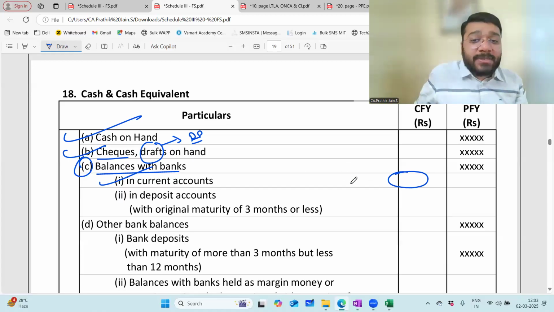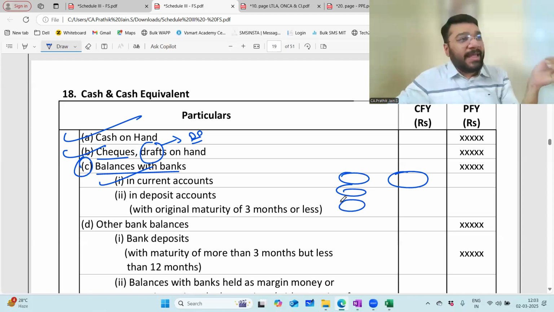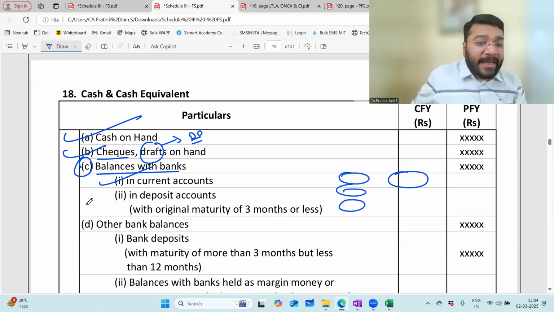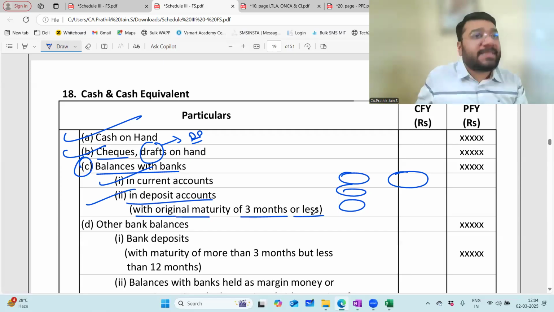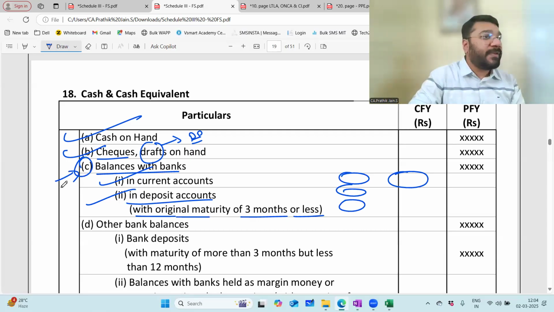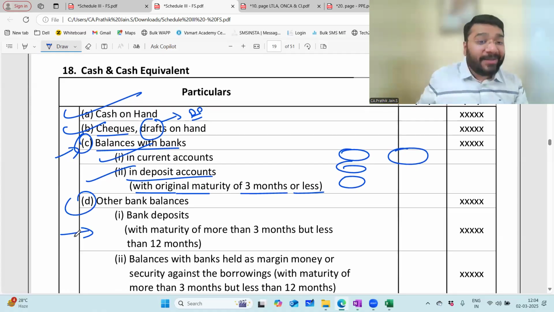Then those 3 current accounts, in the inner column, you have to show the breakup. Axis current account so much, HDFC current account so much, ICICI current account so much, separately you have to show. Second, in the deposit account. Which deposit account? With the original maturity of 3 months or less. 3 months and less than 3 months will be coming under point number C. More than 3 months, up to 12 months will go to point number D.